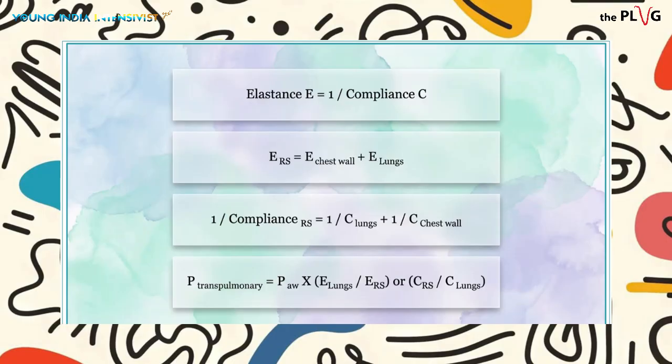And the P transpulmonary is a very important pressure. This is the pressure which causes injury to the lungs. It's not the plateau pressure which causes injury. You want to keep plateau pressure less than 30 because it's easy to calculate. The transpulmonary pressure is not easy to calculate, but it is there in the understanding of respiratory mechanics. So transpulmonary pressure is equal to the plateau pressure, or the alveolar pressure, the pressure in the airway, times elastance of the lungs over elastance of the respiratory system. Or you can invert it, because elastance is equal to 1 by compliance, so you get compliance of the respiratory system over compliance of the lungs.